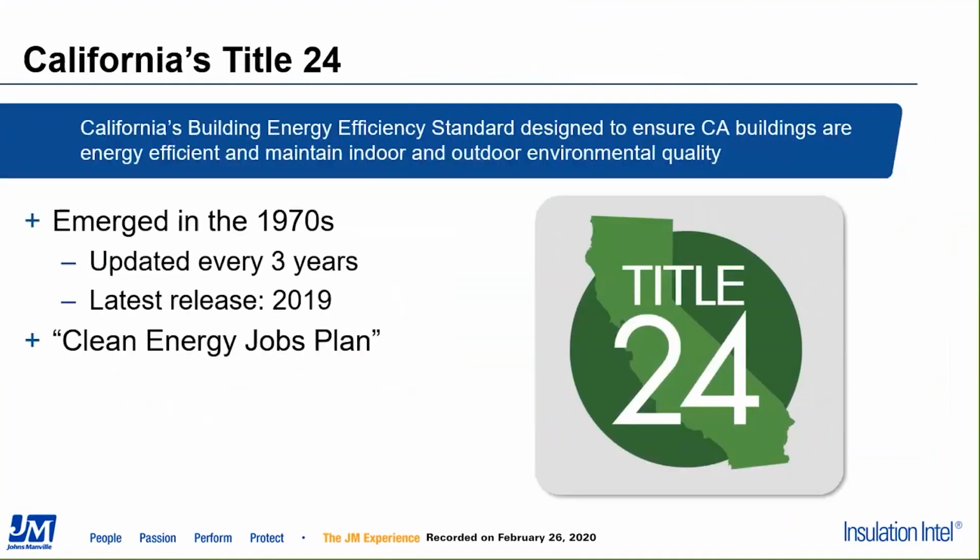So first, Title 24 itself. Title 24 is effectively California's building code, and it came about in the 1970s. Title 24 Part 6 is really what we'll be talking about today, and that's the energy part of the building code, and it impacts both residential and non-residential buildings. The state is very regular about updating this code every 3 years. And again, the latest release that just went into effect is the 2019 version. That went into effect on January 1st of 2020.